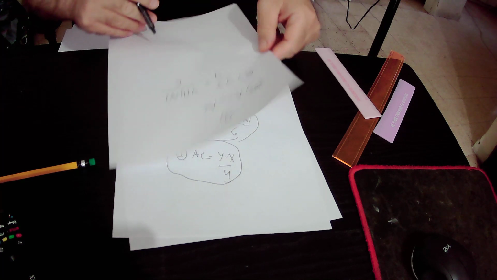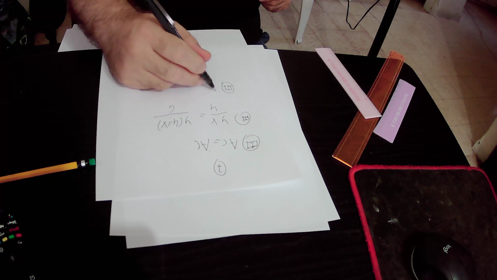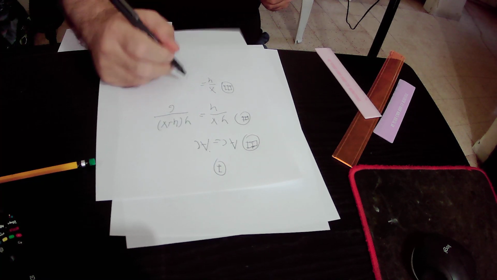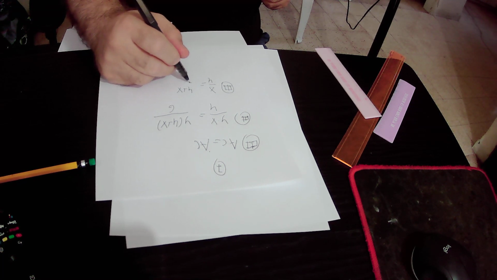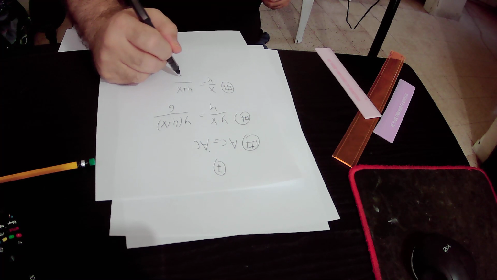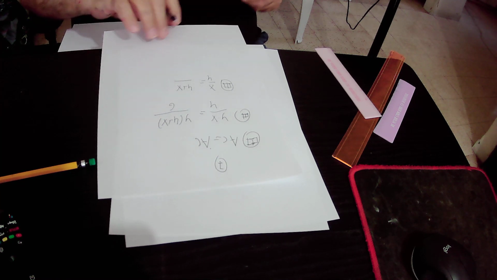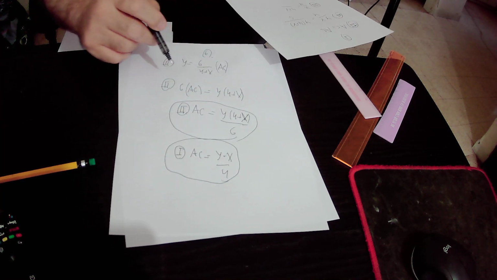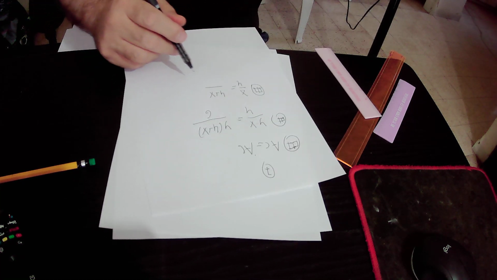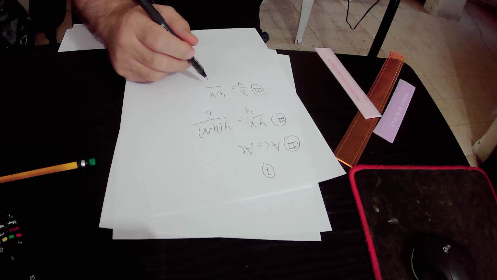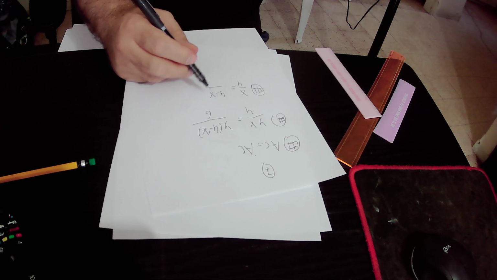So after we divide this equality by y, we will get that x over 4 equals to 4 plus x over 6.